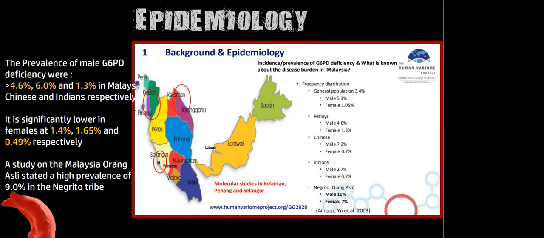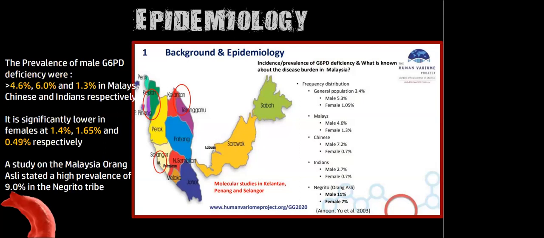G6PD deficiency is inherited in an X-linked recessive manner. X-linked recessive disorders are more common in males because we have only one X chromosome, and females have two. So if the mutation occurs in one X, the other X will be free from the mutation. That's why females will either be carriers or usually unaffected. A female can be affected usually if she has mutations in both copies of the G6PD gene.